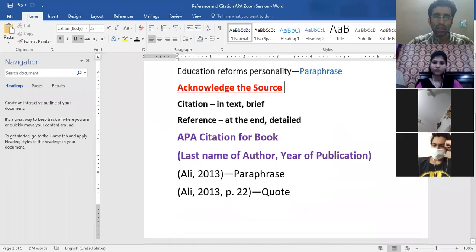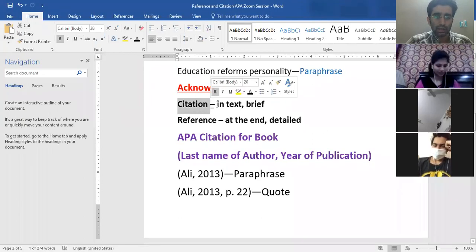So now we need to acknowledge the source from where this information is taken. There are two ways to acknowledge the source. One is citation. Citation is in-text and citation is brief. The other one is reference. References are given at the end and references are detailed. Okay?